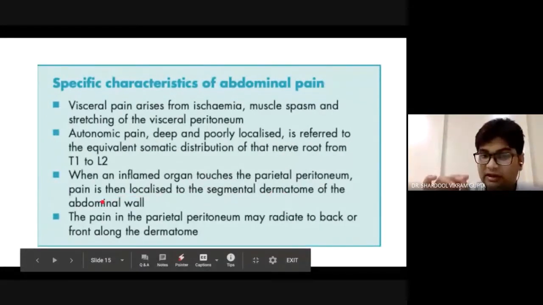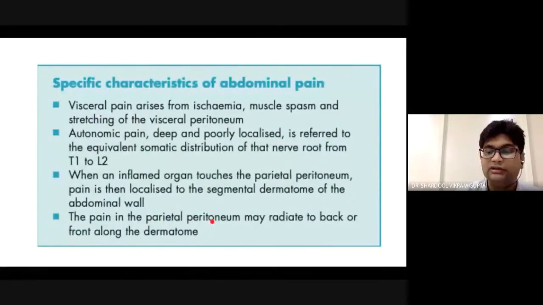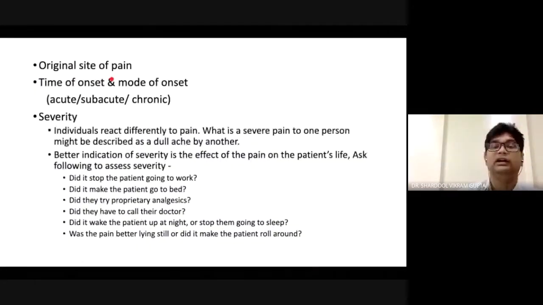Then it will touch the right iliac fossa site, and then it becomes the somatic pain. The pain in the parietal peritoneum may radiate to back or along the dermatome, particular site of the pain or not. And then you have to demonstrate the time of onset and mode of onset, whether it is acute, subacute, or chronic in onset.